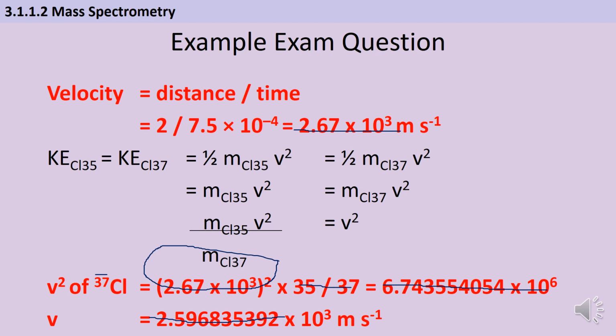And then the last thing I need to be aware of is, of course, the number of significant figures that have been used in the question. So I'm going to make sure that I give my final answer to 3 significant figures as well, because that's what they've done.